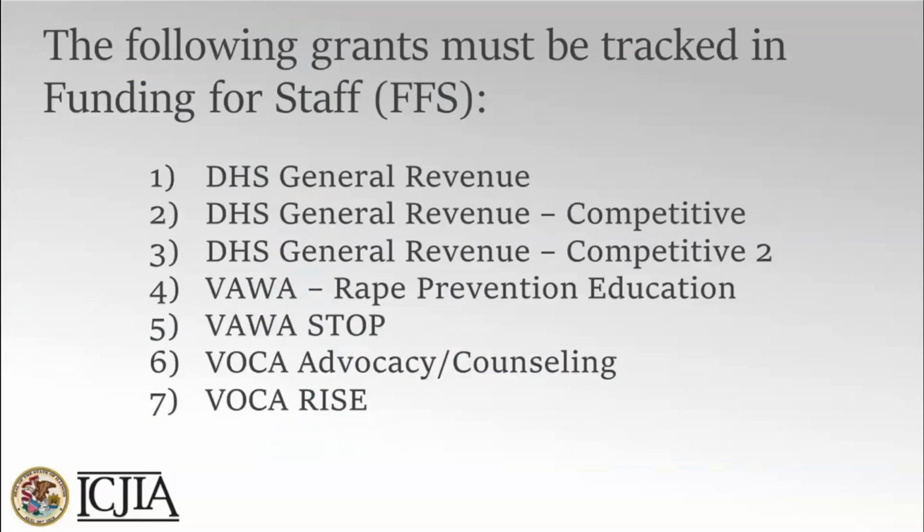These are the funding sources or grants that you are required to track using InfoNet's Funding for Staff page. Not all of you receive all of these grants, so don't be alarmed if you don't receive all 7 of these. These are just the 7 funding streams that come through ICASA, and whichever one of these grants you receive, you are required to include these funding sources in your funding statement.